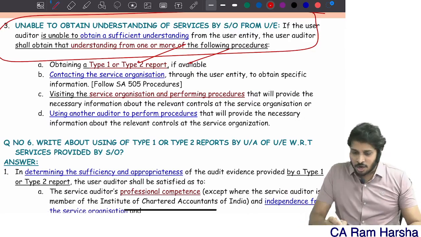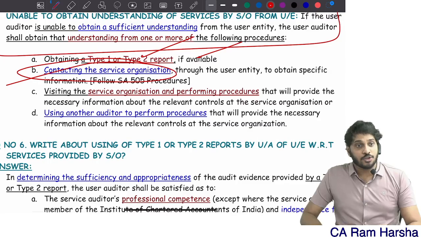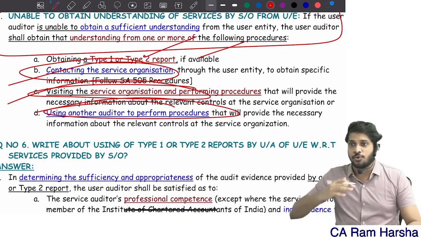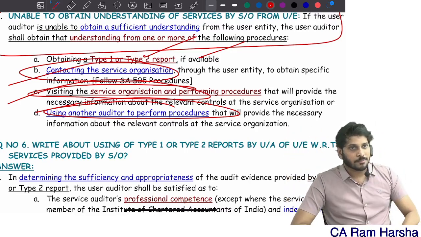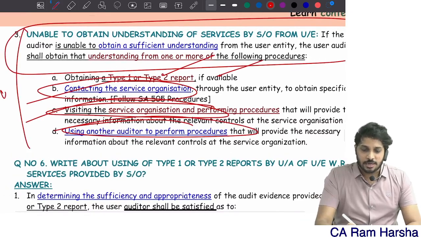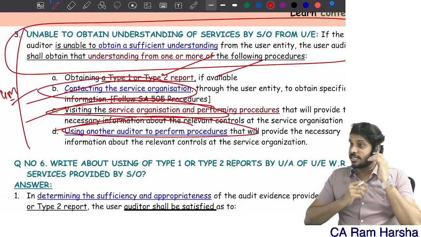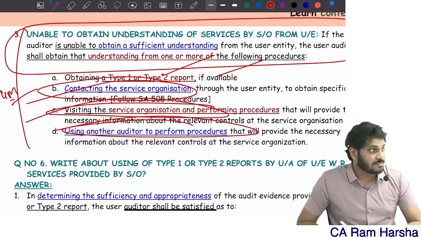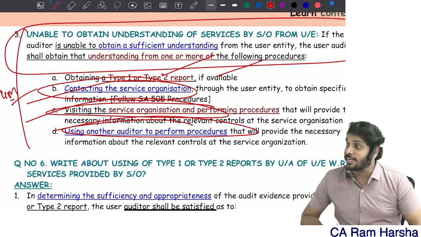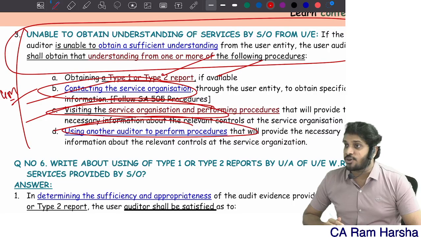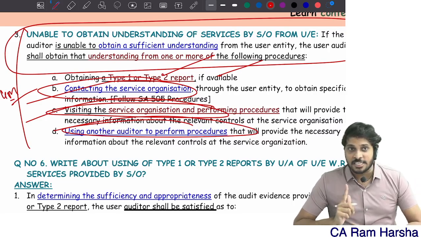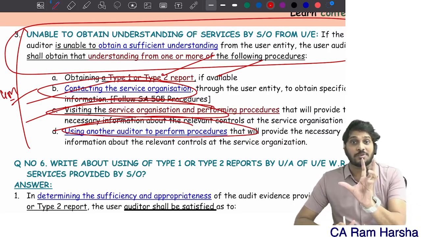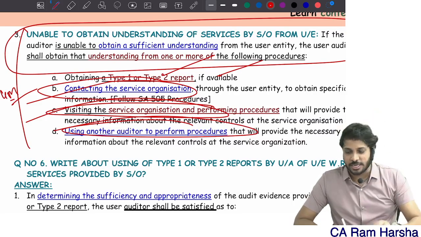Suppose the report is not there, contact them. Suppose they are unable to respond, visit them. If you don't have time to visit, send another auditor to visit to perform the engagement. Are you clear? Yes or no? So this itself can be asked as a 4 marks question: if the auditor is unable to understand the services provided by the service organization by interacting with the user entity, what does the user auditor have to do? Obtain the type 1 or type 2 report, contact them, visit them, or arrange another auditor to go there and perform the procedures so that you will understand the services provided by the service organization. Correct?